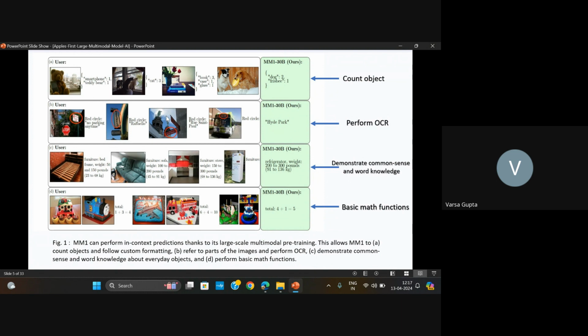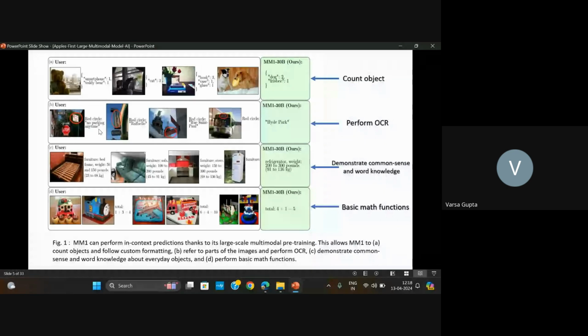In the second image, there are three cats, and the model is accurately able to predict that there are three cats in the image. So this shows that MM1 is perfectly able to count objects in images. The second row shows that MM1 can perform OCR. In the first figure here, there is a signboard with something written on it. The user wants to know what's written there, and the model says: red circle, no parking anytime. It's able to read the text written on the board, so it can perform OCR very well.